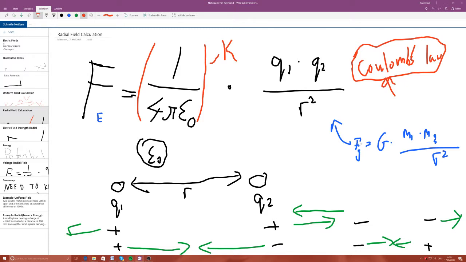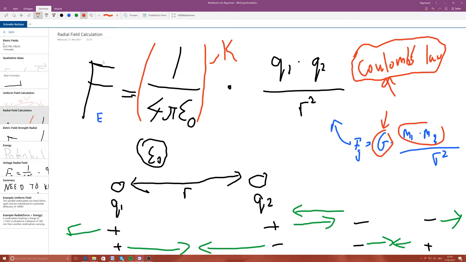So we know that for Newton's law of gravity, the force is equal to the gravitational constant G times the two masses divided by the distance between them. And you can already see there's a very big similarity. You have the constant, you have the two charges, you have the distance between them. Here you have the constant, the two masses, and the distance between them. So it's very similar. So if you know Newton's law, then it shouldn't be too hard to learn Coulomb's law.